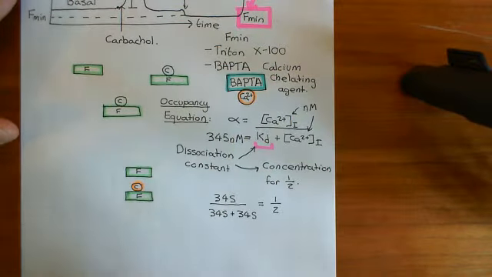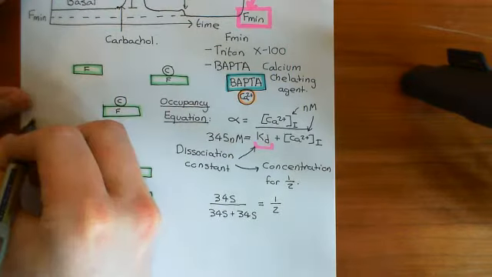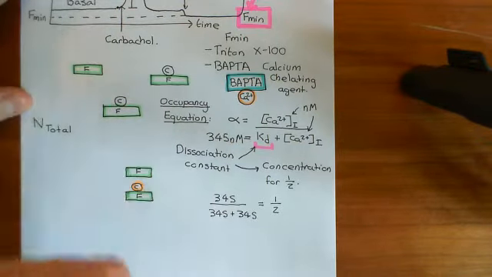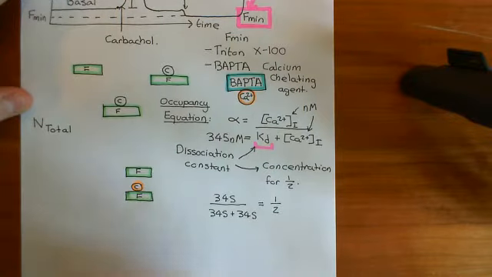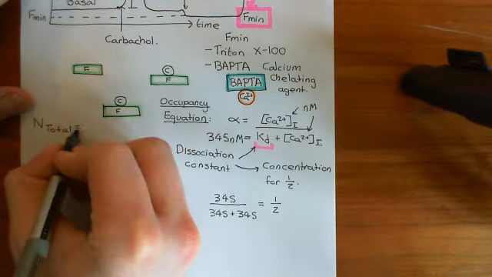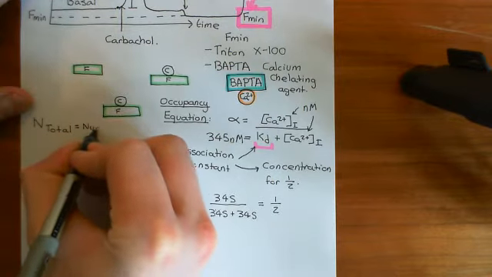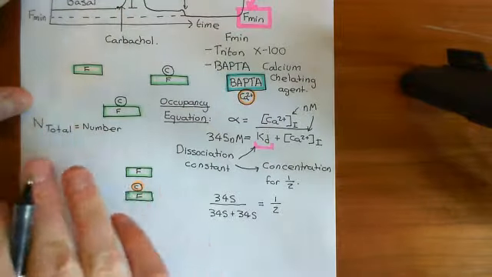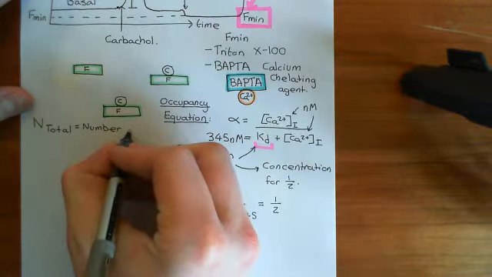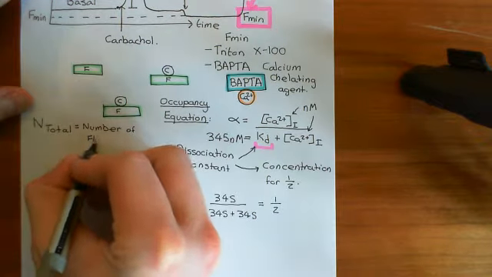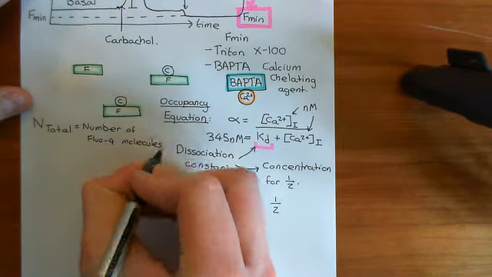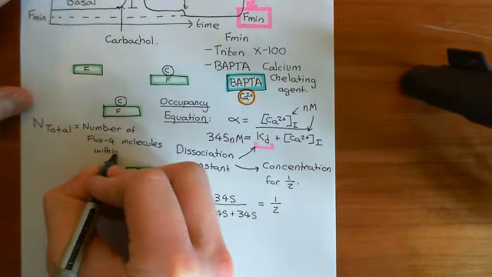Okay, so to do this, I'm just going to create a few little bits of nomenclature. We will use N total to mean the total number of Fluo-4 molecules within one cell. We're not going to know that, and we don't need to know that, but just for the derivation, it's helpful to think in terms of this. So, the number of Fluo-4 molecules within one cell.